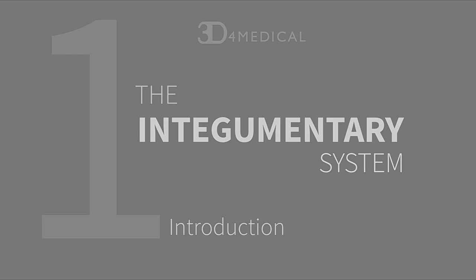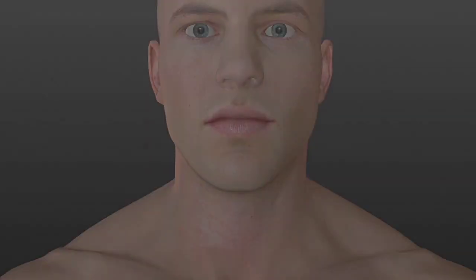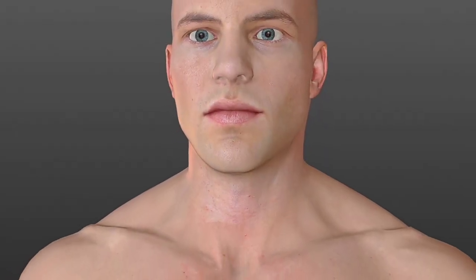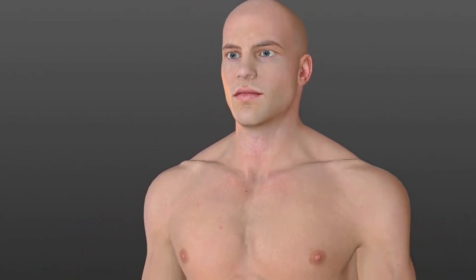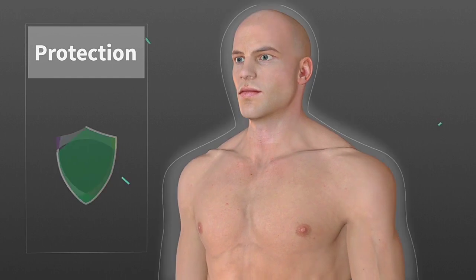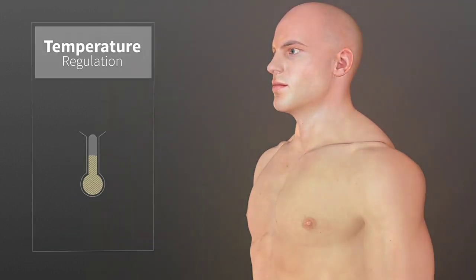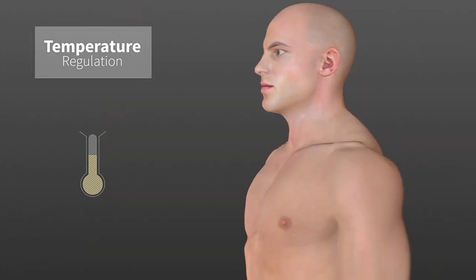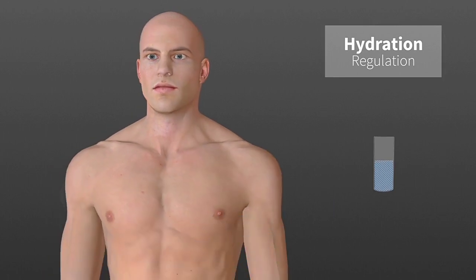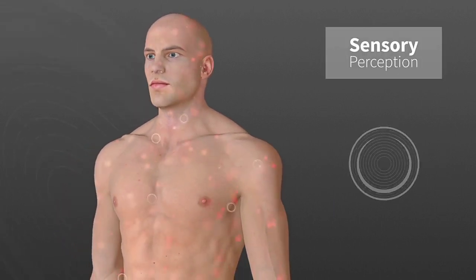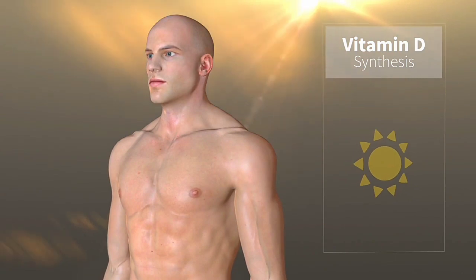That's all about it. The integumentary system, also known as the dermal system, is the largest system in the human body. It consists of structures that form the body's outer covering, and its functions include protection against the external environment, regulation of body temperature, regulation of hydration levels, sensory perception of touch, temperature, and pain, and synthesis of vitamin D.